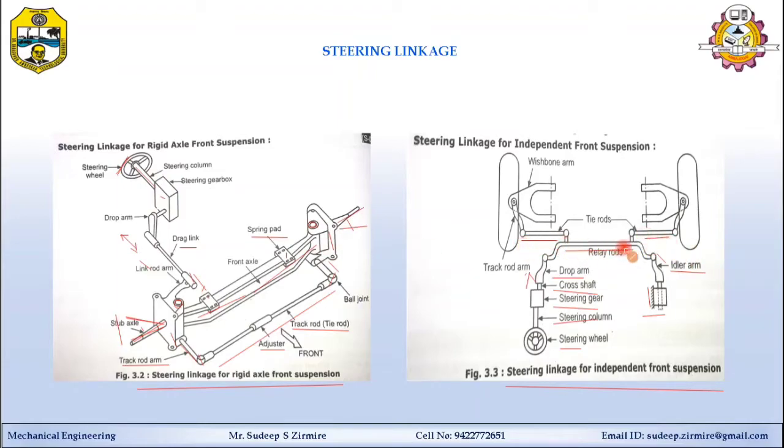Here this relay rod is moving only in the horizontal position. Its position is restricted. It can only move in this horizontal position. It will not go up and down. So for that purpose, different left- and right-hand tie rods are provided, so it accommodates the changes of the wheel when it goes up and down.